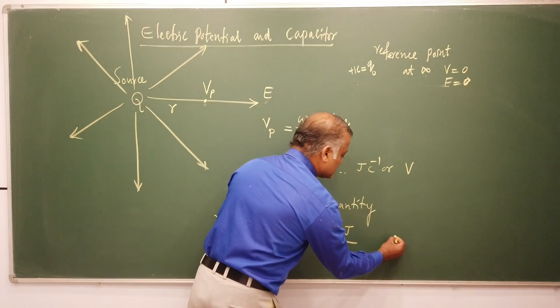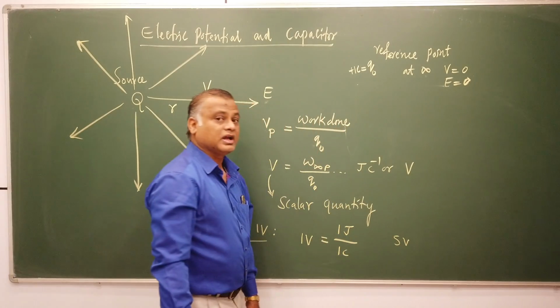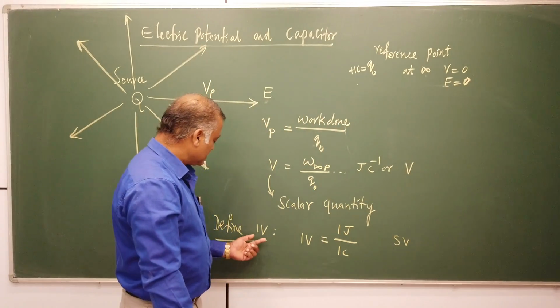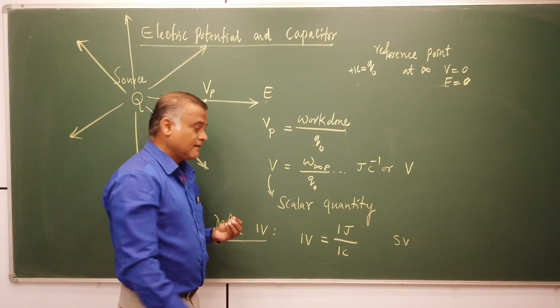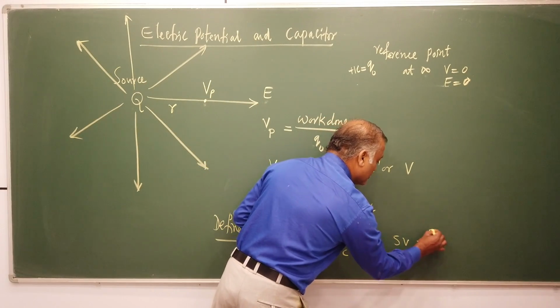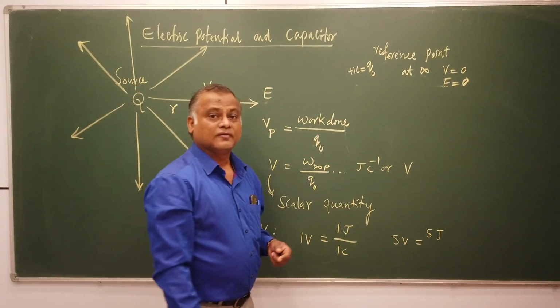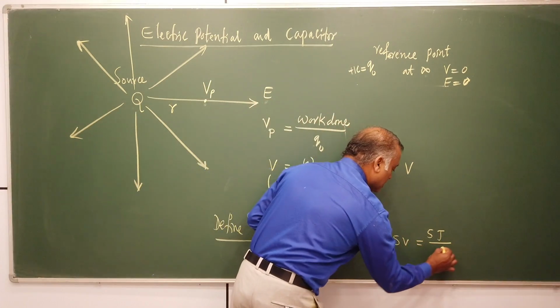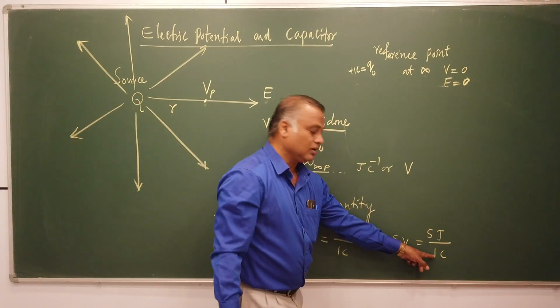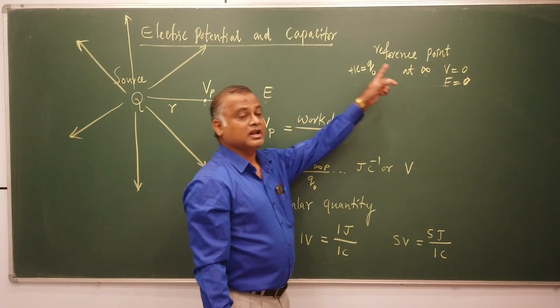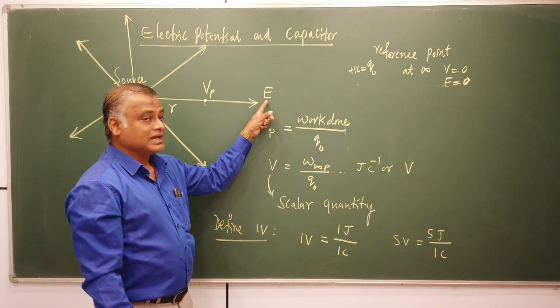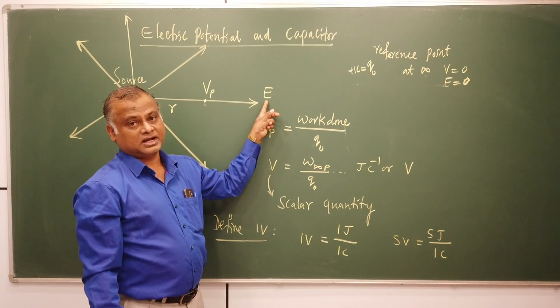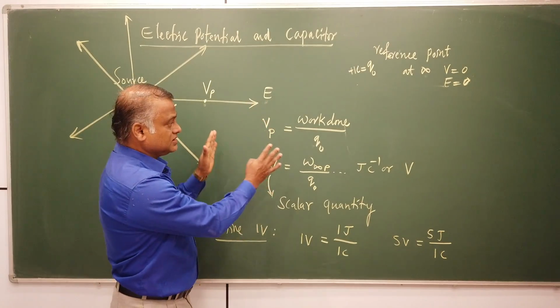Suppose somebody asks, define what is 5 volt? Potential at a point is 5 volt. It means what? You need how many joules of energy? 5 joules of energy is needed. Why? To transfer a charge of 1 coulomb from infinity to the point against the direction of electric field. So I think you understood the basic.